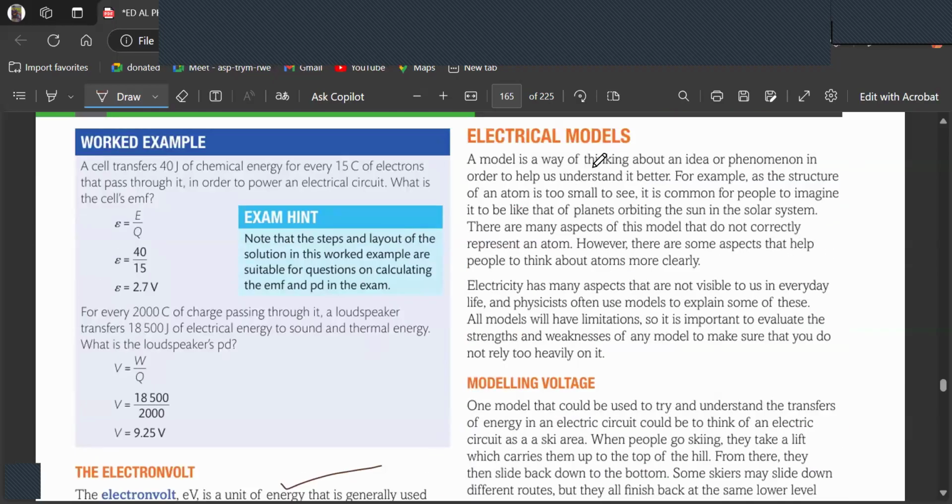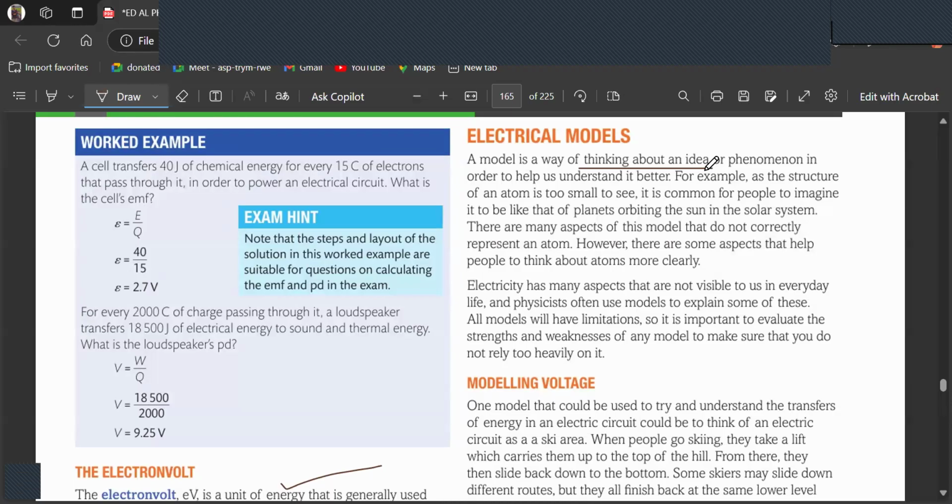A model is a way of thinking about an idea or phenomenon which helps us understand it better. For example, as the structure of an atom is too small to see, it is common for people to imagine it to be like that of planets orbiting the sun in the solar system. There are many aspects of this model that do not correctly represent an atom. However, there are some aspects that help people to think about atoms more clearly.